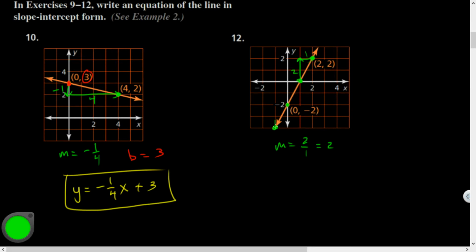And that is the same thing as if I picked other points, right? Up 4 and over 2. 4 divided by 2 is still 2, right? Or 6 divided by 3 is still 2. What's the y-intercept here?